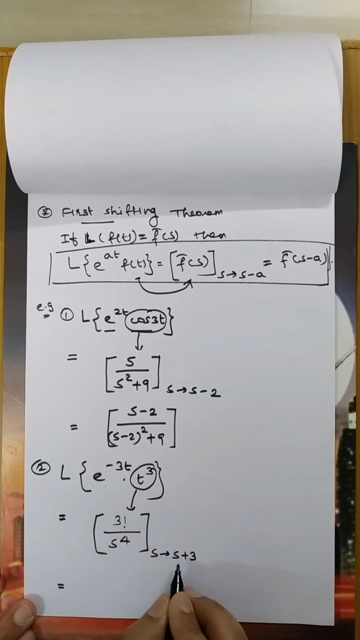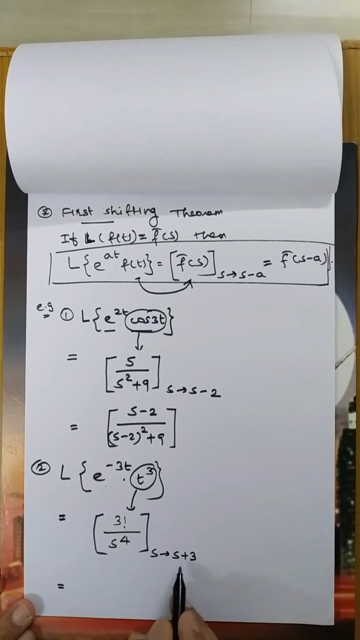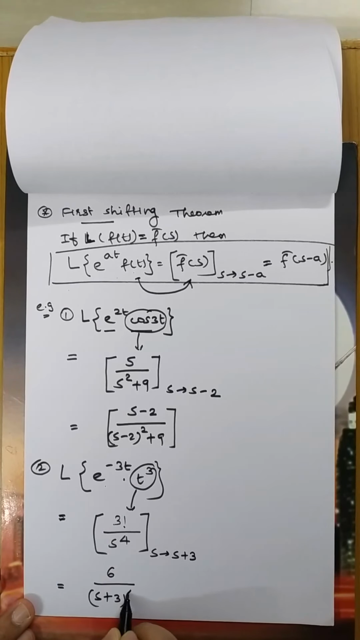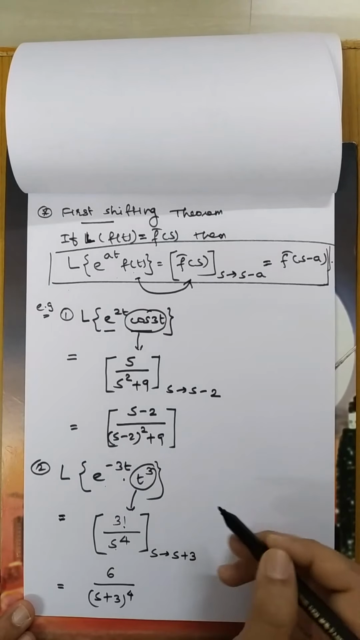Because minus is already there and a is negative, again that is why this sign is plus. Now 3 factorial is 6 by s plus 3 raised to 4. So we have replaced s by s plus 3. That is why it is s plus 3 raised to 4. Right? It is very simple.